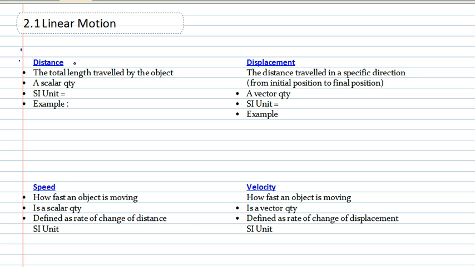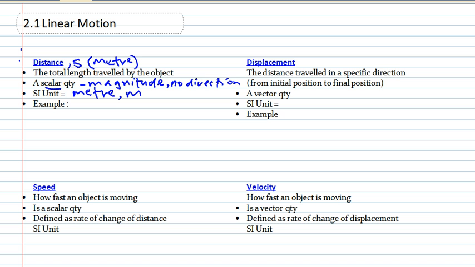Alright, the first thing that I'd like to draw your attention to is this. Distance is given with the symbol S, and it is measured in meters. That's the SI unit, right? So I'm going to just write it here, meter, and the symbol is m. The meaning of distance is that it is the total length traveled by an object. I'm going to show you some examples later. It is a scalar quantity, which means that it has only magnitude but no direction.